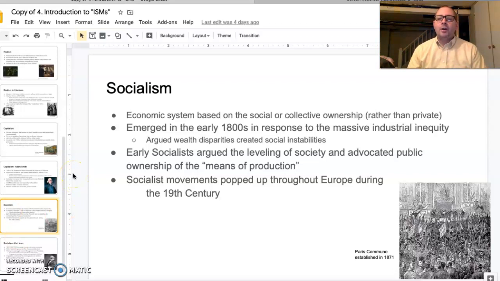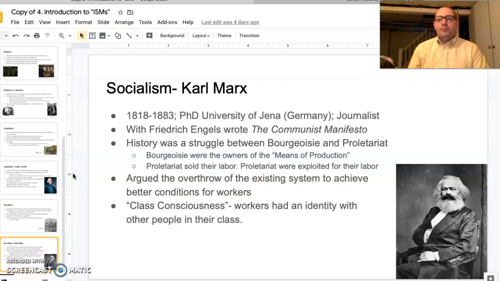The goal here is to ask who should own the means of production, who should own the factories, and who should own the supplies. Should it be the individuals privately? Should it be the government? And socialists would argue that it should be collectively owned, and the benefits should go to all people. The most famous here is obviously Karl Marx. Karl Marx and Friedrich Engels write this book called The Communist Manifesto in 1848.